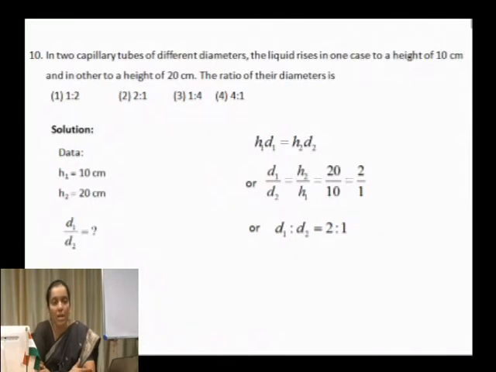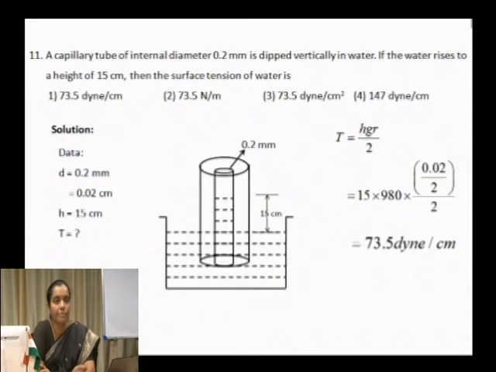So, since the surface tension and acceleration due to gravity remain the same, the product H1 into D1 must be equal to H2 into D2, or D1 by D2 is equal to H2 by H1. So, the ratio we get is 2:1.